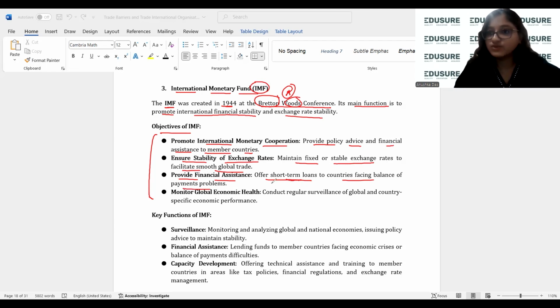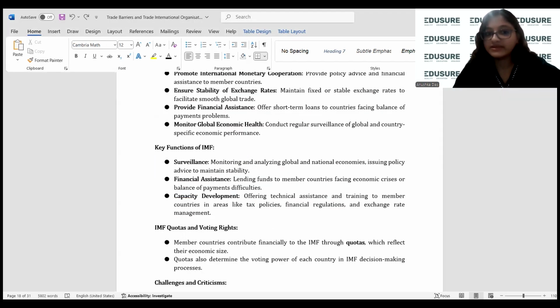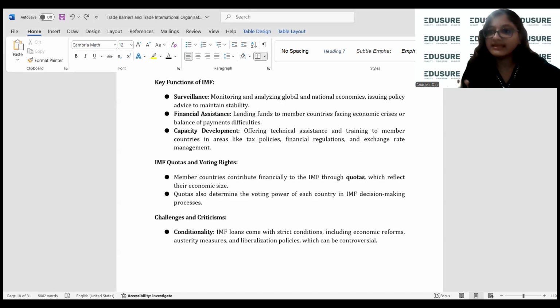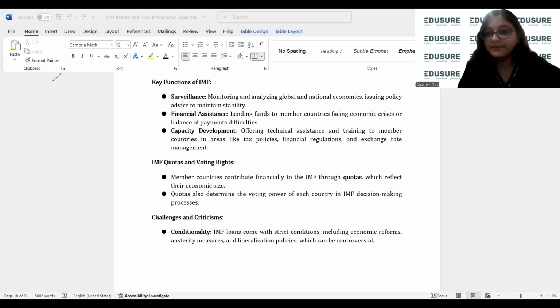So currently, IMF is providing loans to Pakistan. That is one of the examples of short-term financial assistance for countries facing severe balance of payment problems. Then you have monitoring global economic health: conducting regular surveillance of global and country-specific economic performance. So they basically oversee the overall world monetary situation. If they see that some country is in need of financial assistance, they will provide it, but they will impose certain restrictions also. With those restrictions, they will provide short-term loans. And they will also try to maintain a stable exchange rate, which will help stabilize international trade, because the exchange rate influences trade in general. That is why they try to maintain a stable exchange rate.